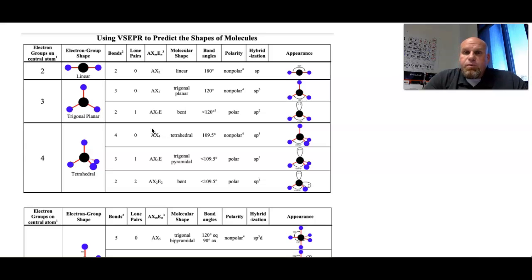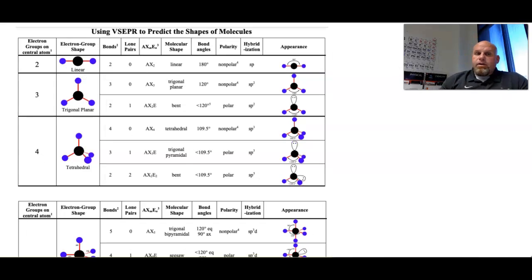So you can see here, this table predicts the shapes of molecules. A couple things here that we want to identify and talk about as we consider VSEPR theory. I'm going to jump down here to electron groups on central atom, 3 here to start, because there's a couple things I want to point out. You can see the electron group shape. Now, depending on the resource, how they title these different categories may differ. In this particular example, it refers to electron group shape here and molecular shape here.